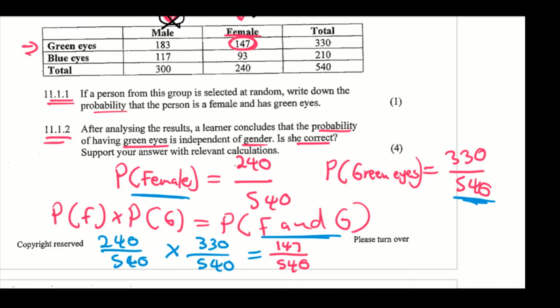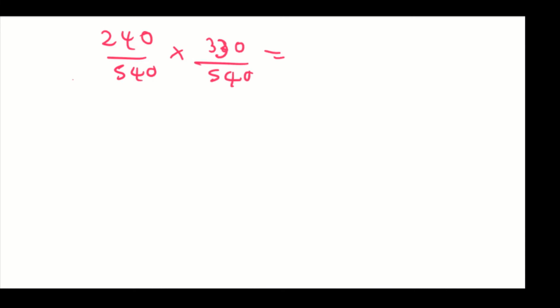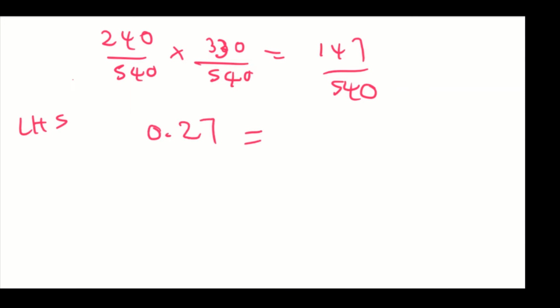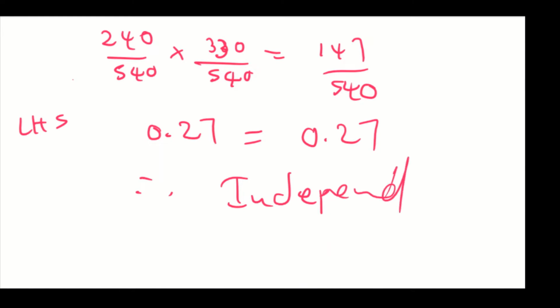So we have to see if the left hand side is equal to the right hand side. Let's see that. Having 240 over 540 multiplied by 330 over 540 equals 147 over 540, right? The product of the left hand side is going to give you 0.27 and the right hand side is 0.27. So therefore the events are indeed independent. So both events are independent.